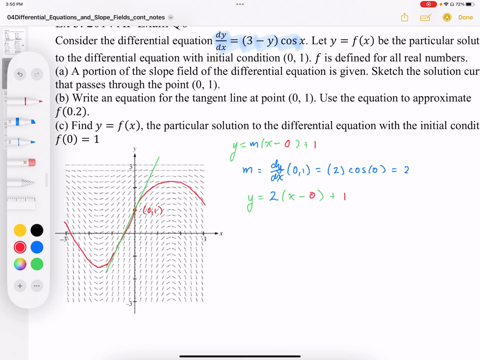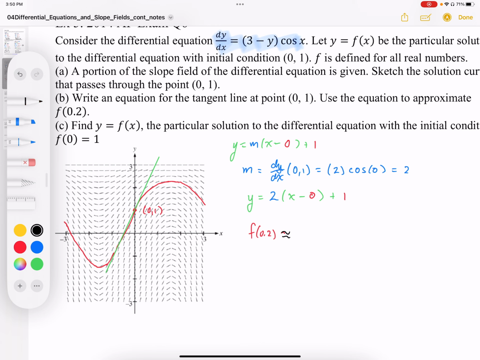Now if we want to find the point on the red graph, which we're going to call f, so f(0.2), the graph at 0.2, is going to be approximated by the green line.